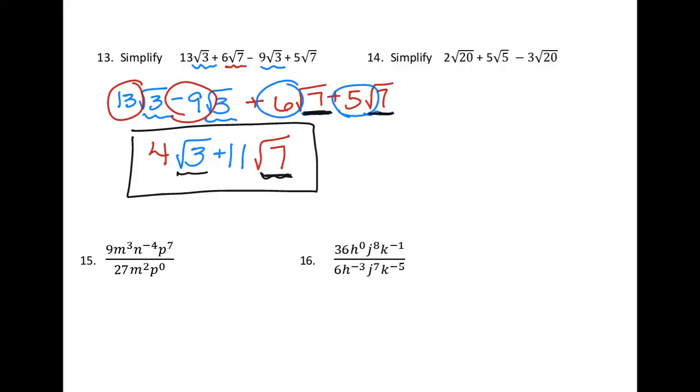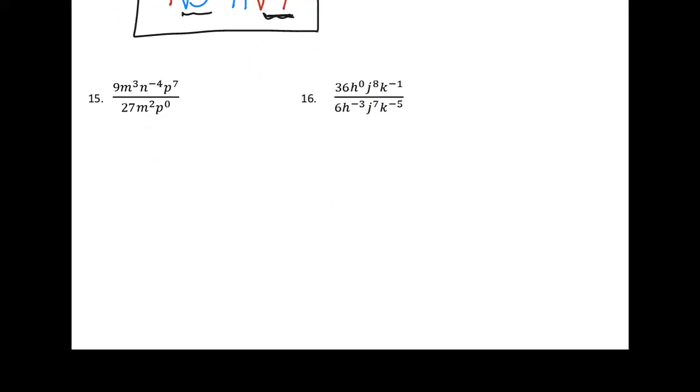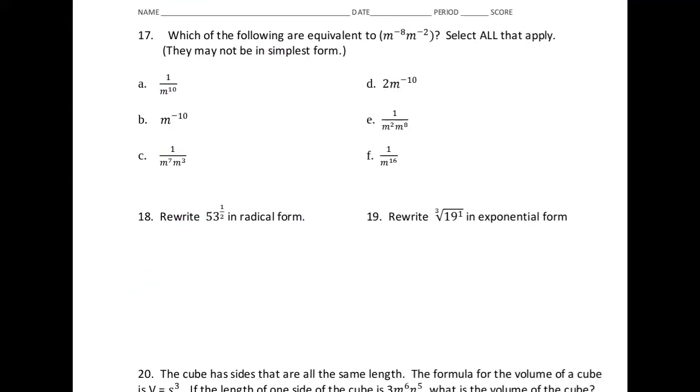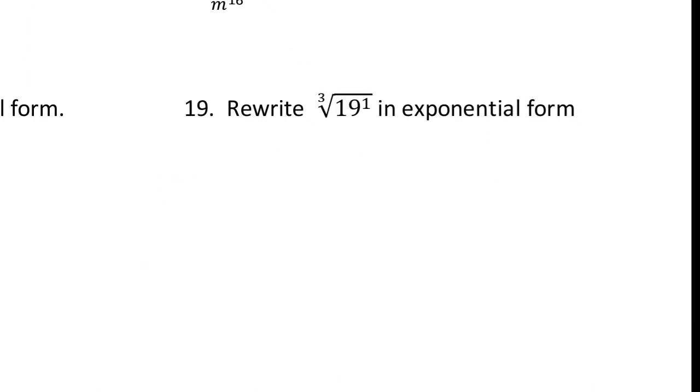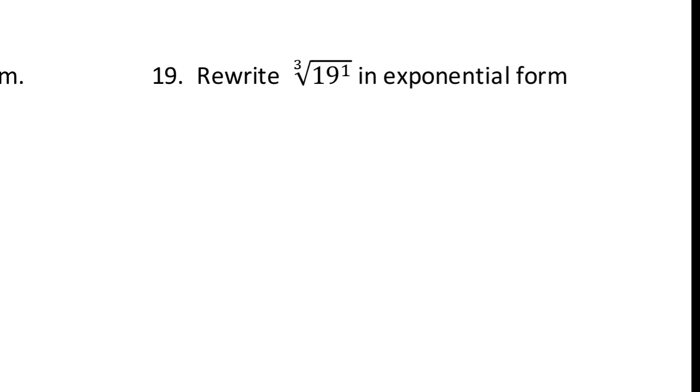19. Yes. Rewriting radicals into exponential form. So this is in radical form. I need to rewrite it as an exponent, which means I need to have a base and I need to have an exponent. So looking at this, does anybody have an inkling as to what my base would be? 19, yes. The large number is always your base.